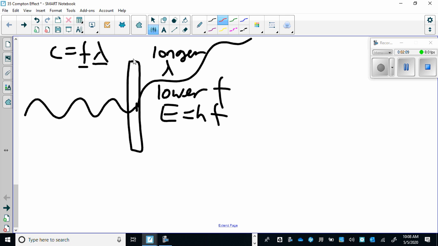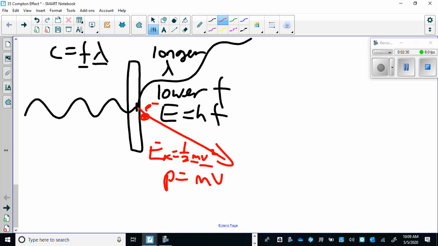Well, Mr. Compton detected electrons being ejected from the graphite. And these electrons had kinetic energy. They had velocity, and they had mass, and therefore they had momentum. So because of the conservation of momentum, Compton theorized that the X-ray must have had some momentum.